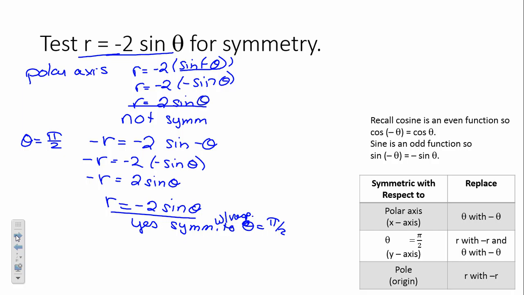Last test, we're going to check to see if it's symmetric with respect to the pole. That means we simply replace r with negative r. So if we do negative r equals -2 times the sine of theta, and we simplify that, we're going to divide by a -1. r becomes a positive 2 times the sine of theta. Is that equal to our original equation? Nope. Not symmetric with respect to the pole.